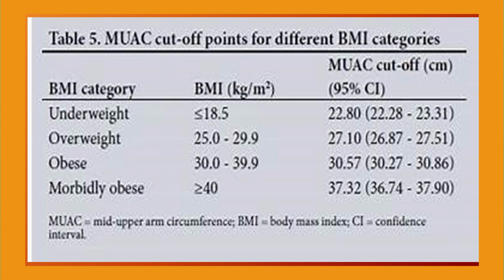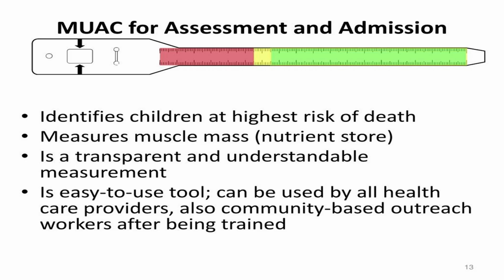This is very important. So, in short, this MUAC for assessment and admission is very important. How does it help in short? MUAC helps to identify the children at high risk of death. By using this index of MUAC, you can understand which children are under high risk of death. Then it also helps to measure the muscle mass, that means the nutrition store.